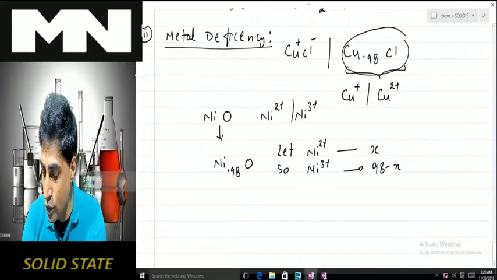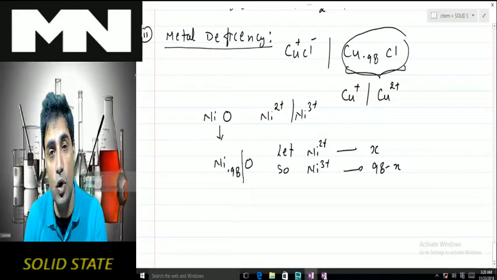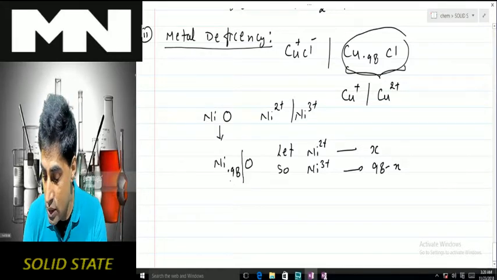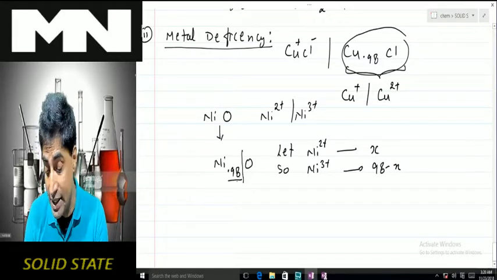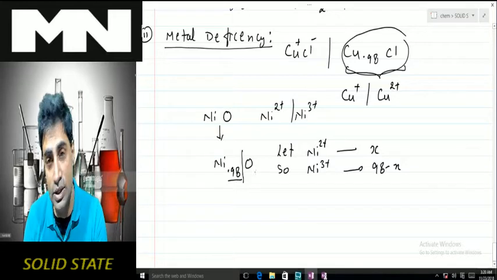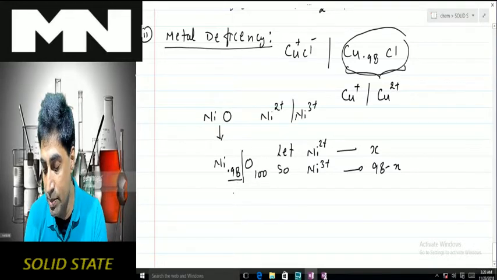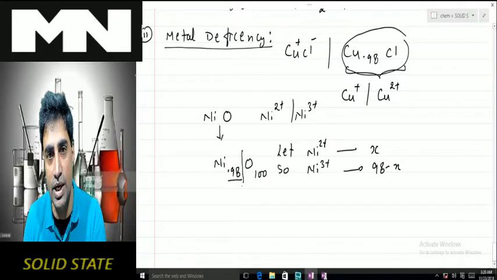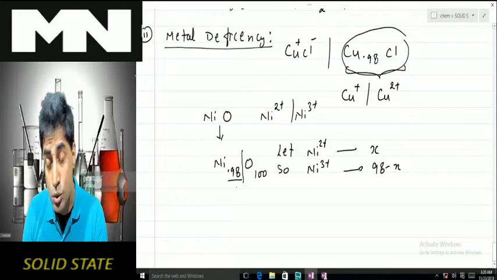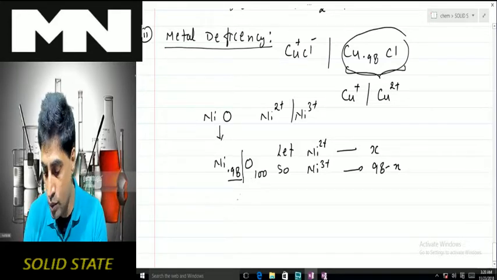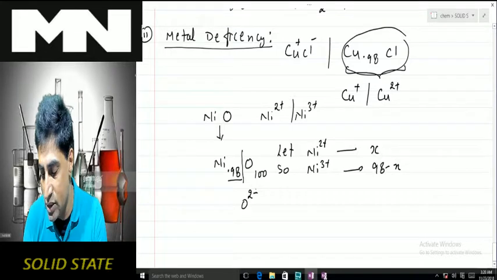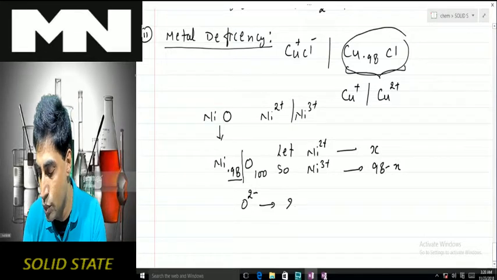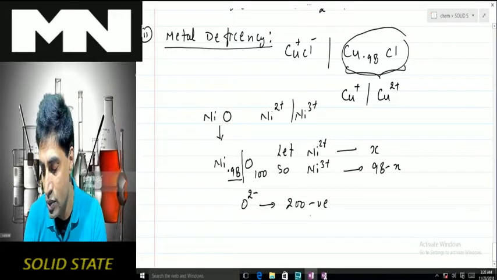Now if I talk about their net positive charge, I can see the net positive charge has to be equal to that of oxygen. If the total number of nickel atoms is 98, that means oxygen is 100, because I'm multiplying the nickel side by 100, so the oxygen side should also be multiplied by 100. So that means what? 100 oxygen, one oxygen has got 2 negative charge. That means 100 oxygen will have 200 negative charge. That means what?